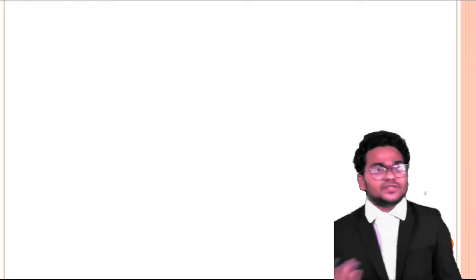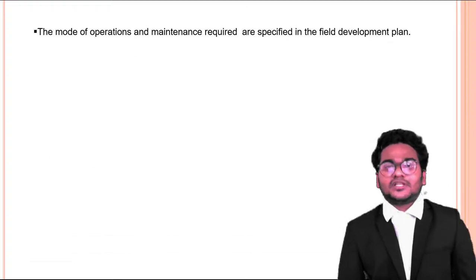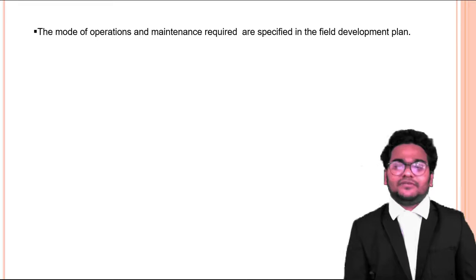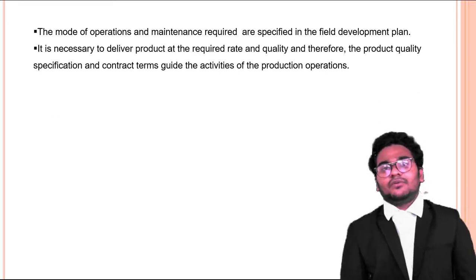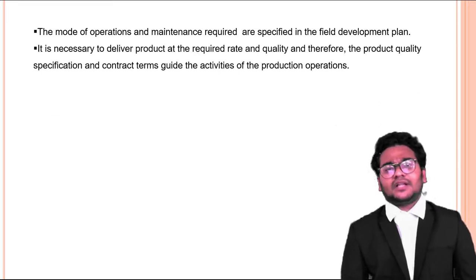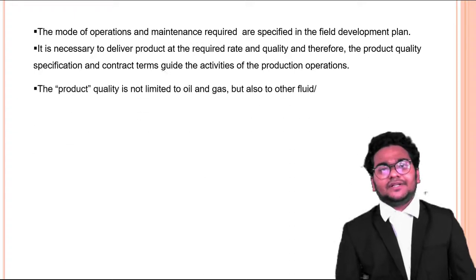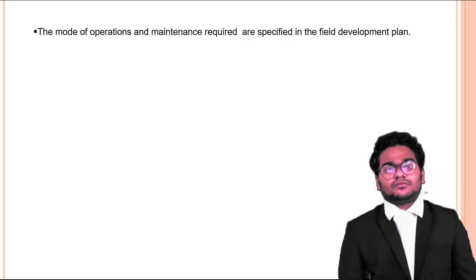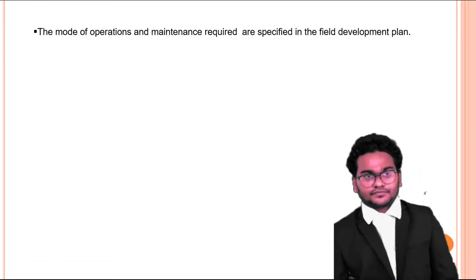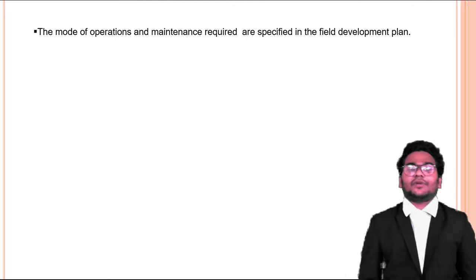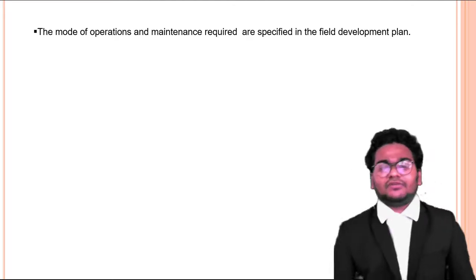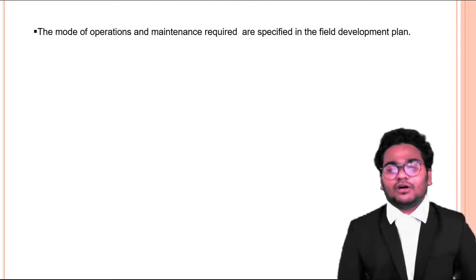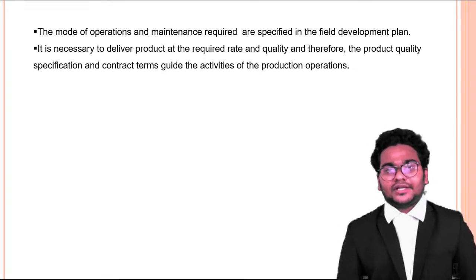For that purpose we will use a separator. Different types of facilities are needed, and different maintenance and equipment are needed in the development plan. The necessary flow rate is needed initially, along with the mode of operation, and what is required for the well to produce. Then there is the production rate which you need to maintain throughout the production cycle.